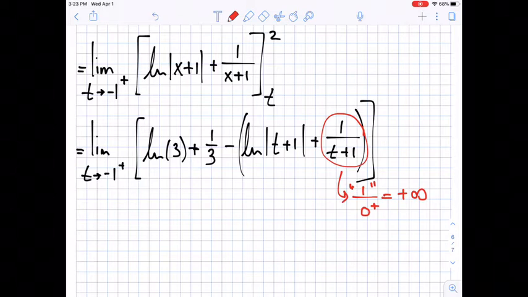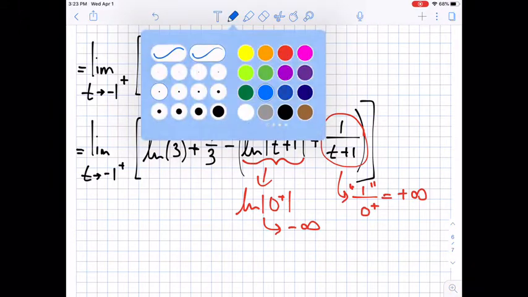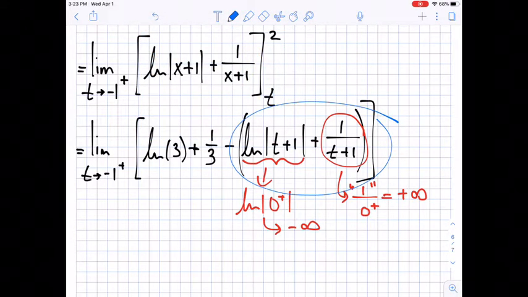Fine. However, when we go to this other portion here, ln of t plus 1, this is going to approach ln of 0. And again, as t approaches -1 from the right, 0 is approached from the right. And this whole thing, we know it's going to go to negative infinity. So what we have happening now on this entire second portion is that we have negative infinity plus infinity. And this is a problem. This is an indeterminate form. Okay, so we have to fix that.